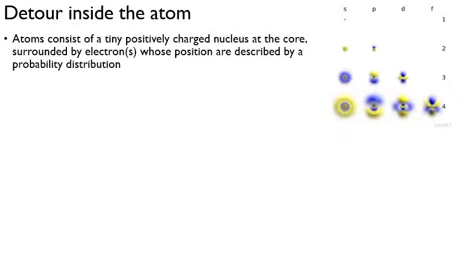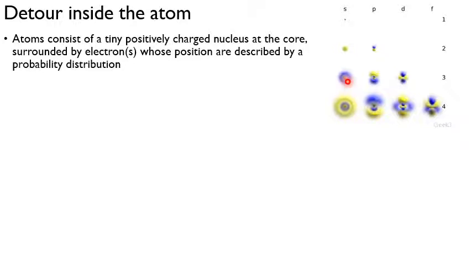What you basically have is a very tiny positively charged atomic nucleus at the core, surrounded by electrons. We'll often think of this as a cloud of electrons, and we say a cloud because the position is described by a probability distribution. So atoms are quantum mechanical objects. An electron in an atom, you can't really localize at one position at a given time and determine its energy or its momentum. So instead, we think of it as a kind of probability cloud of positions.